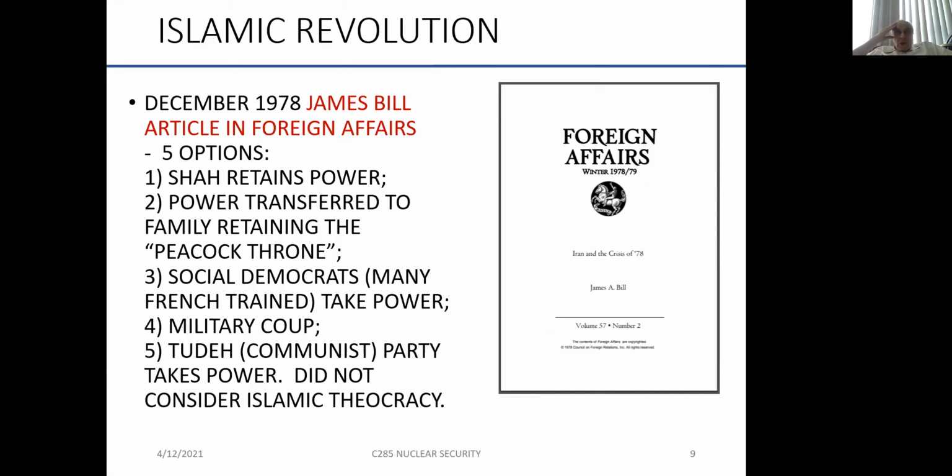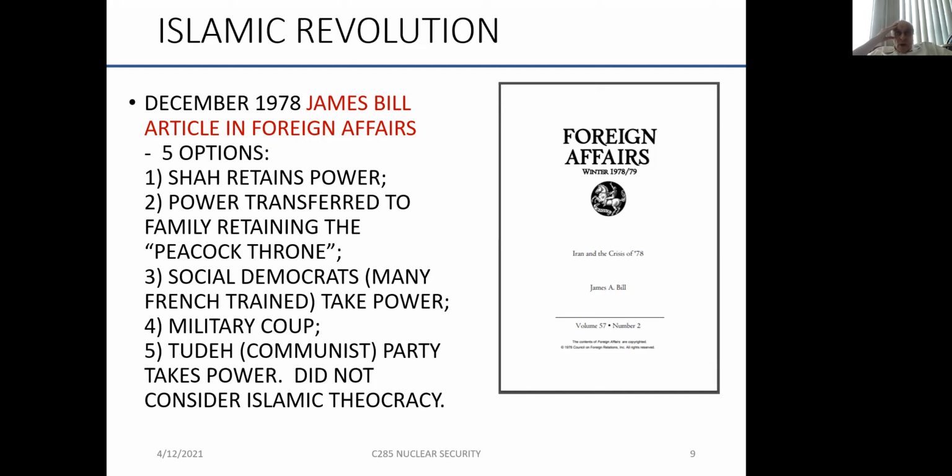One interesting feature of the uncertainty of what was going on was Foreign Affairs magazine, a very prominent journal that publishes many articles, even by heads of government, heads of state, and other prominent officials and scholars. They wanted to do a major piece, a think piece on the future of Iran that would be published in the December 1978 edition of Foreign Affairs. At that time, it was published every 3 months, 4 times a year.